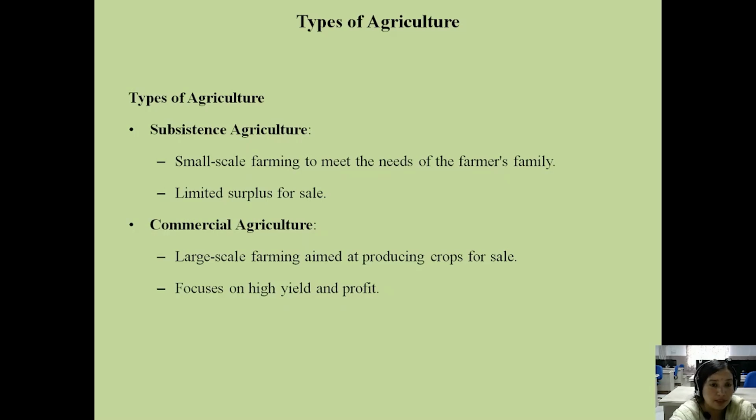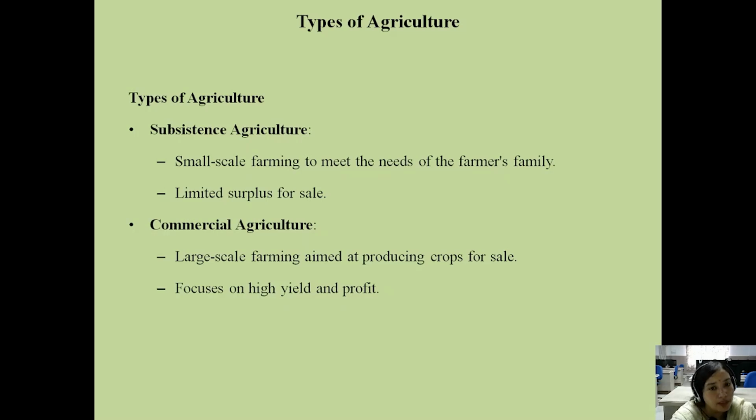That is subsistence agriculture. Small scale farming to meet their family needs, and limited surplus for sale. They are producing only for their self consumption and not for commercial purposes. Then commercial agriculture is large scale farming aimed at producing crops for sale, and focuses on high yield and profit.